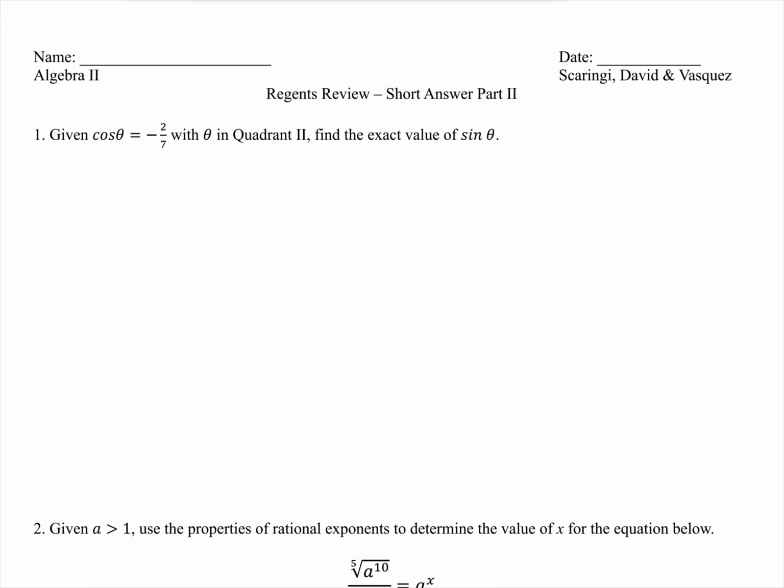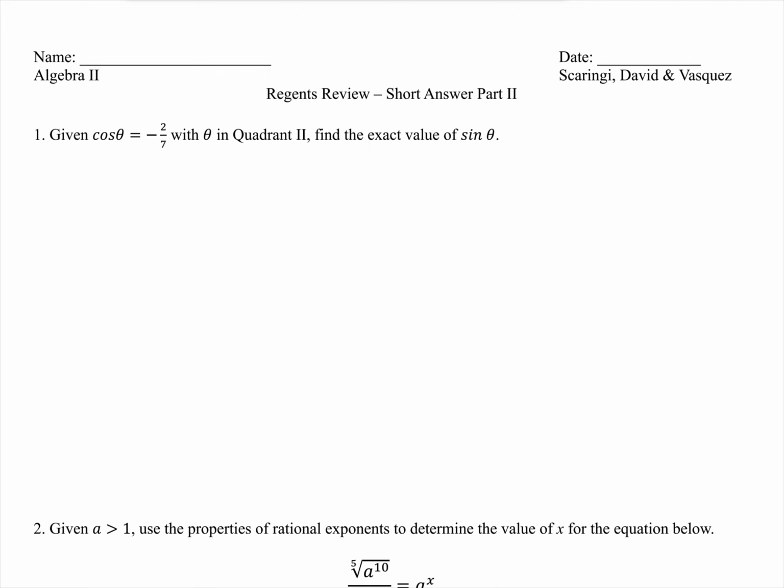Some questions from the short answer, part two worksheet. I feel like the first three on here are actually really good ones. So number one, we're given the cosine of an angle equals -2/7. We know the angle is in quadrant two. I want to find the exact value of the sine of that angle.